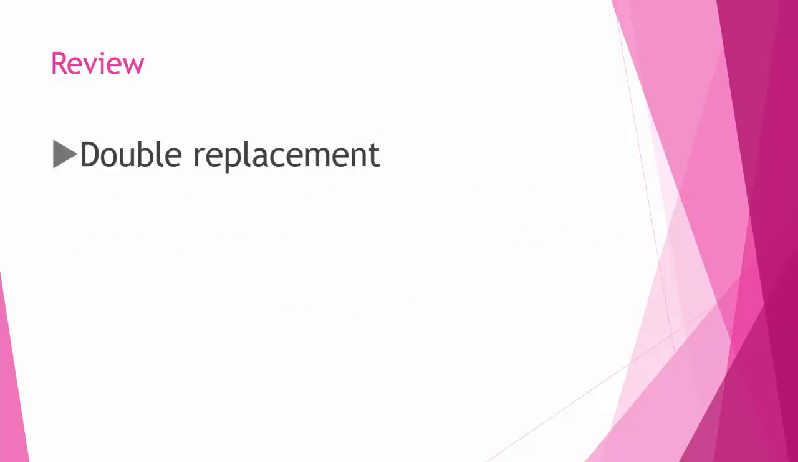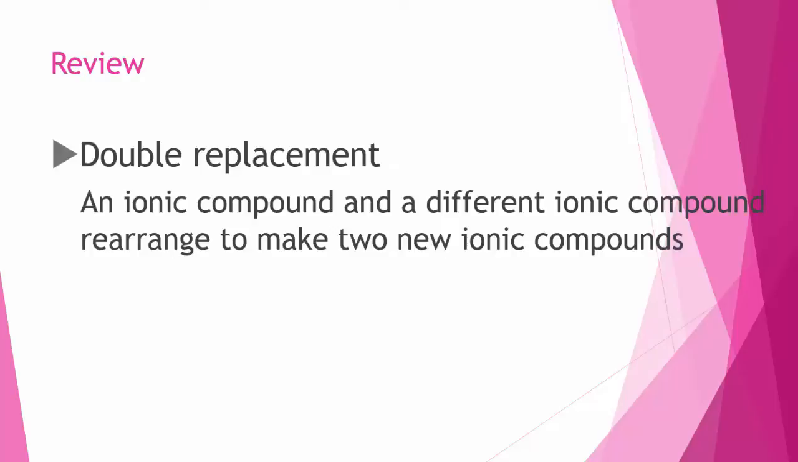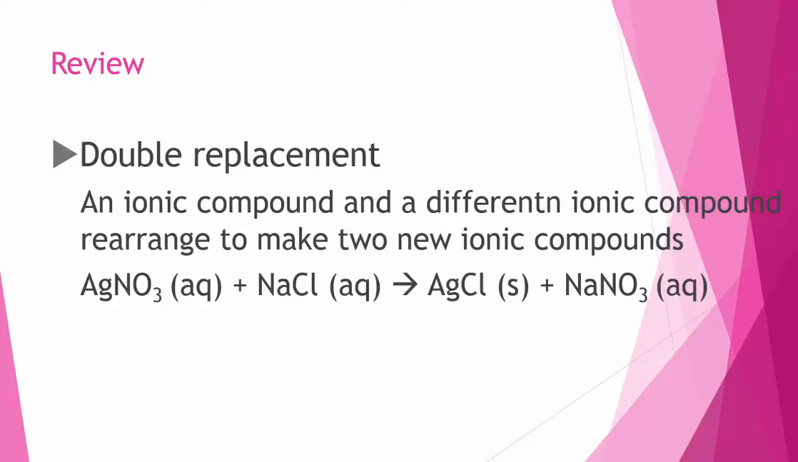A double replacement reaction: an ionic compound and a different ionic compound rearranged to make 2 new ionic compounds. This is the generic equation. And here is a specific equation. Aqueous silver nitrate and aqueous sodium chloride will react to form silver chloride, which is a white precipitate, and sodium nitrate, which will remain aqueous.